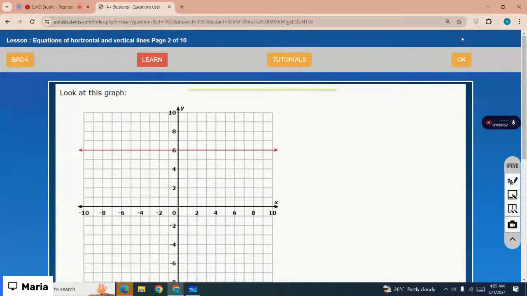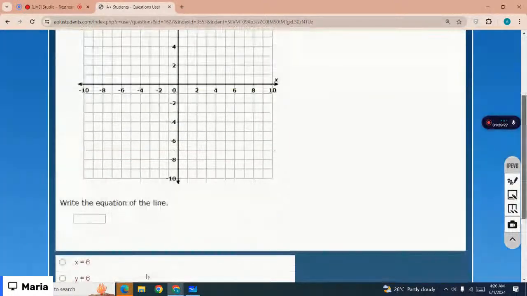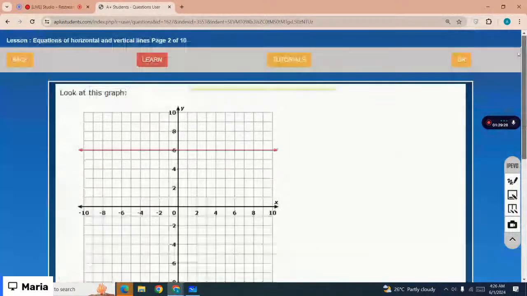Look at this graph. So the graph is parallel to the x-axis, right? Horizontal graph it is. So the equation for the graph is, the graph is passing through the point y equals 6, right? So the equation must be y equals 6. Option number 2 is the correct option.